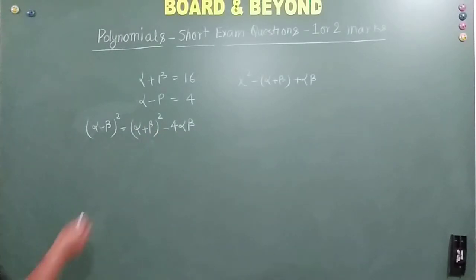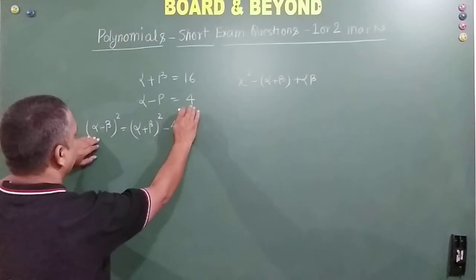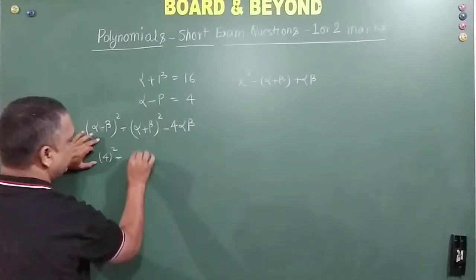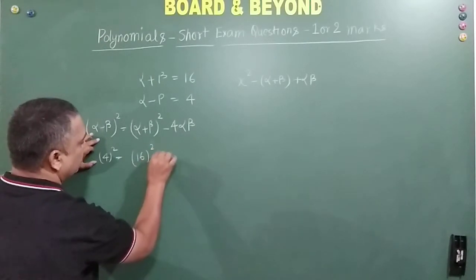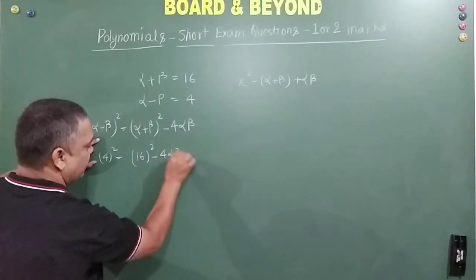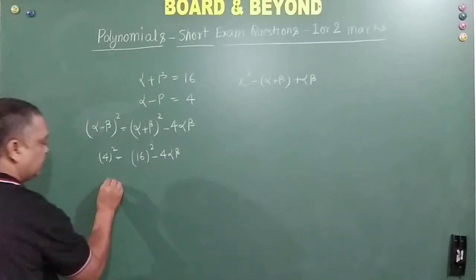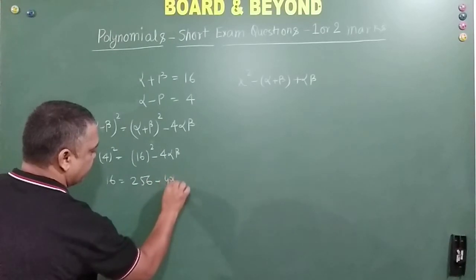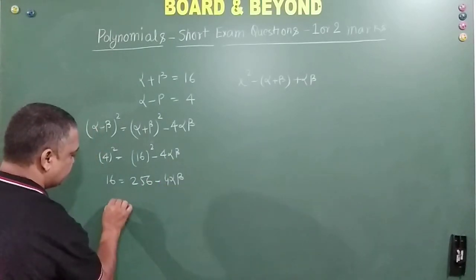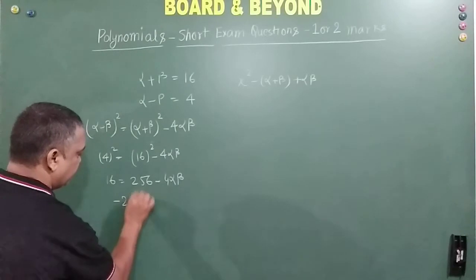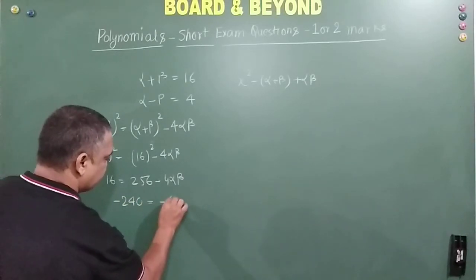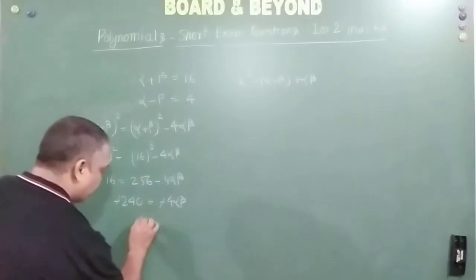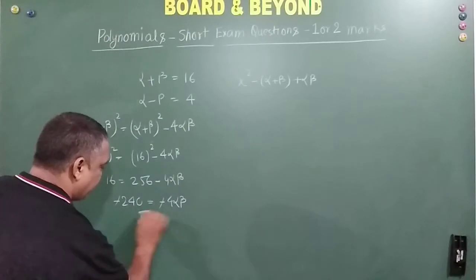Now what happens here? We know alpha minus beta is 4, so 4 square. We know alpha plus beta is 16, so 16 square. And 4 into alpha beta. We don't know alpha beta, so we will find alpha into beta from here. So 16 is equal to 256 minus 4 alpha beta. This becomes minus 240 when I bring it to this side, and this becomes minus 4 alpha beta. Minus and minus get cancelled. So alpha into beta is equal to 240 by 4, that is equal to 60.